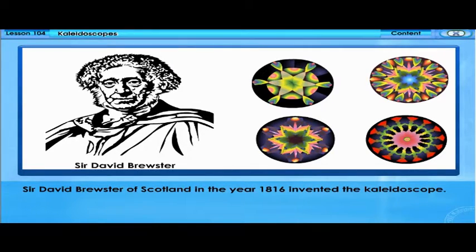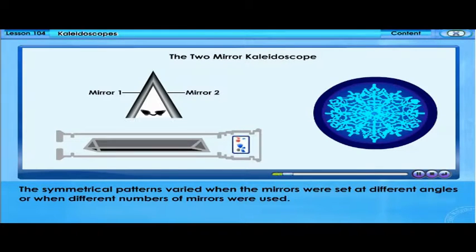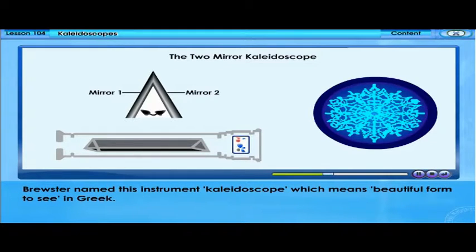Sir David Brewster discovered that beautiful symmetrical patterns were made when loose pieces of glass and other objects were reflected by mirrors and lenses in a tube-like instrument. The symmetrical patterns varied when the mirrors were set at different angles or when different numbers were used. Brewster named this instrument kaleidoscope, which means beautiful form to see in Greek.